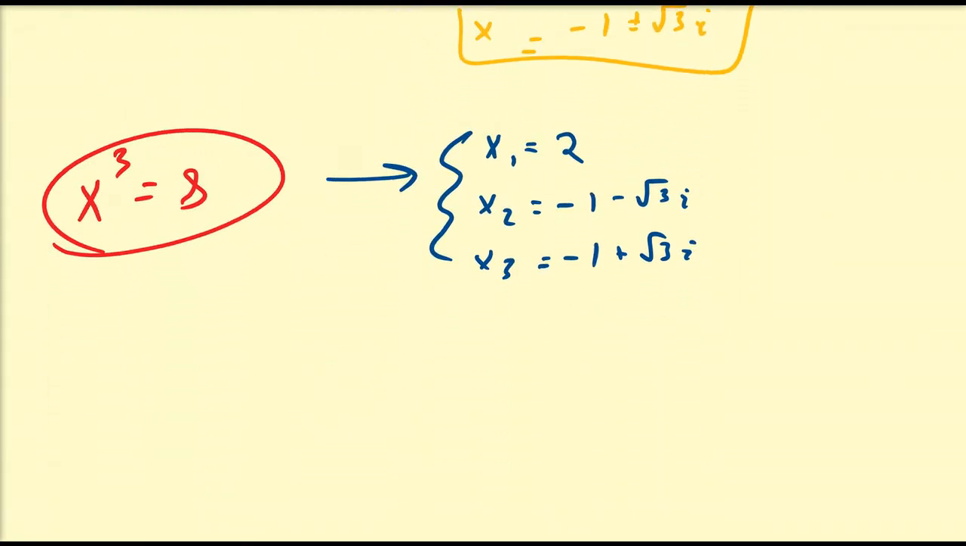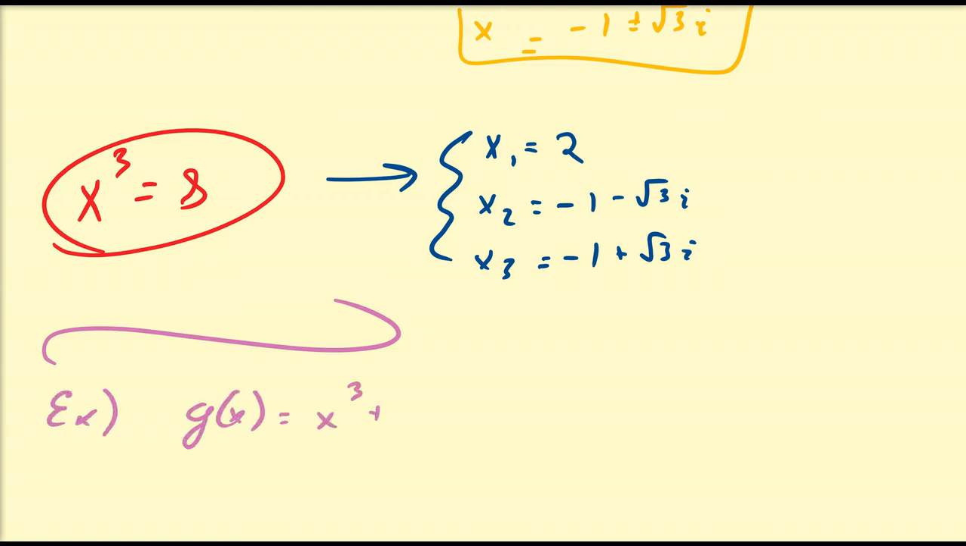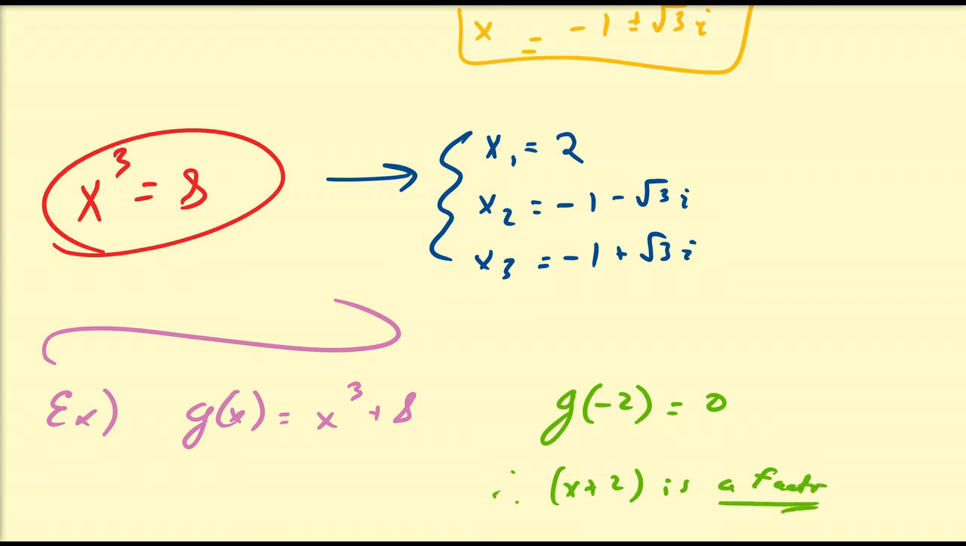So let's do another very related example. Suppose we have g of x is equal to x cubed plus 8. So you should know a trivial solution, namely negative 2. So g of negative 2 is equal to 0. That means x plus 2 is a factor.